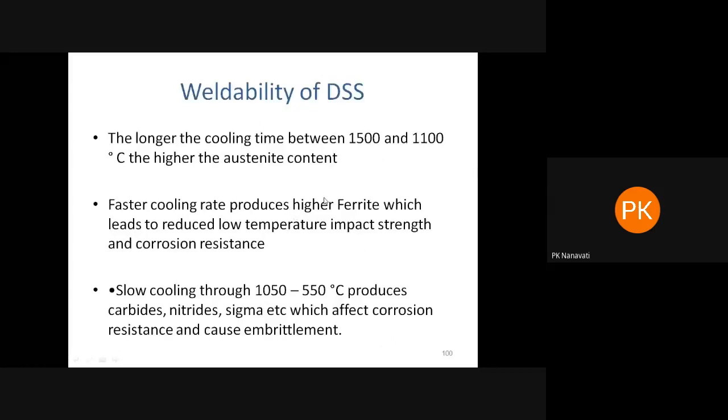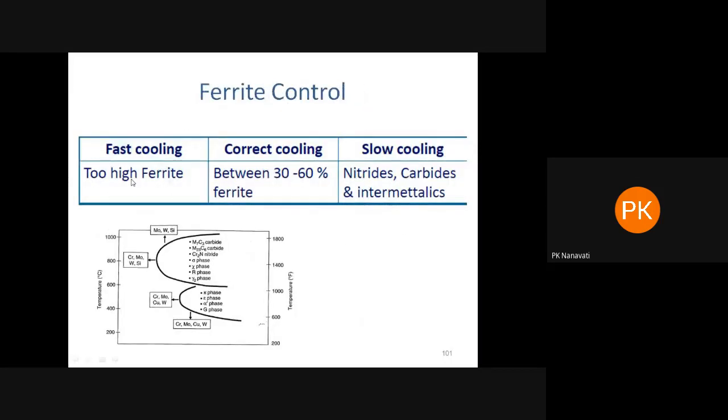Now, this weldability, it is very typical to weld the duplex stainless steel, but I can ensure it. What we have to ensure is that we use a nickel enriched filler metal, and we have to control the ferrite, because if your weld metal is cooling too fast, there will be high ferrite. If it is cooled slowly, you have every possibility of intermetallic compounds like nitride and carbide formation. If you go with the correct cooling, you generally have 30 to 60% ferrite.